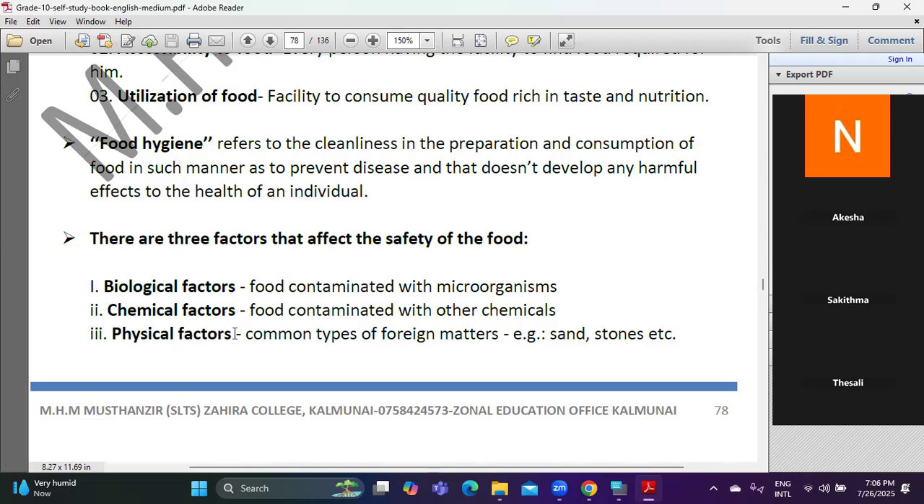Biological factors: food contaminated with harmful microorganisms. Chemical factors mean food contaminated with other chemicals. Then physical means if there are things like stones and sand in the food, they affect the safety of the food. Food with sand and stones is not good. They are physical factors. Those are the biological, chemical and physical factors that affect the safety of the food.